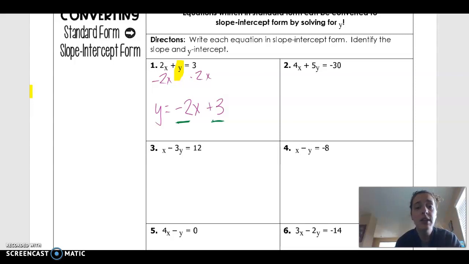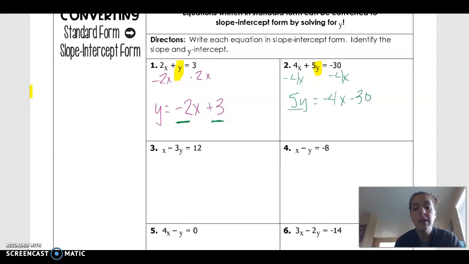Okay, so now let's look at this next one, which is a little bit more complicated. I see I've got my y values still, so I want to get it all by itself. So I need to subtract this 4x first. When we're doing this, you want to think of 4x as a thing that's together, and you don't want to separate them. Okay, so now I've got 5y equals -4x minus 30.